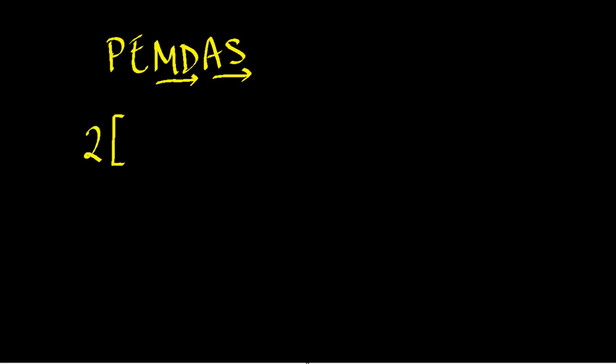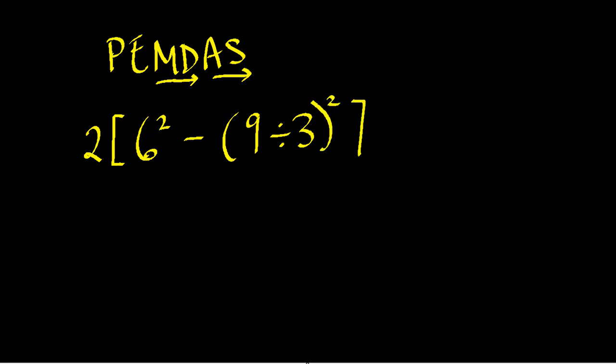2 times the bracket 6 squared minus parentheses 9 divided by 3 to the power 2, and then we will end the bracket there. So as I mentioned before, parentheses stands for parentheses and brackets, and we always complete inside the innermost parentheses first. So we will start this problem by calculating 9 divided by 3.